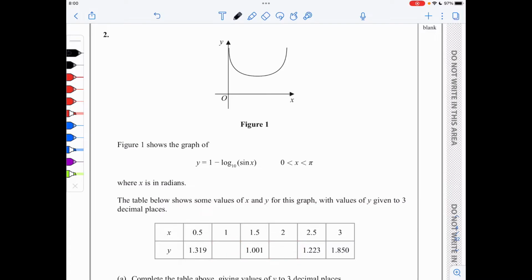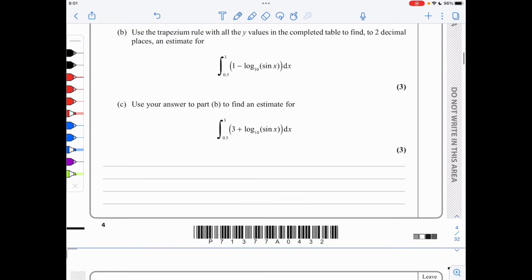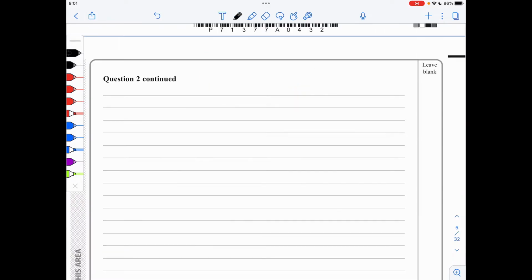We use our calculator, we give answers to 3 decimal places. So when x is 1, y is 1.075, and when x is 2, y is 1.041. In part B, we need to use a trapezium rule with the values we obtained in the table to estimate the given integral. So we start by writing out that we need to integrate from 0.5 up to 3 of 1 minus log of sine x base 10.